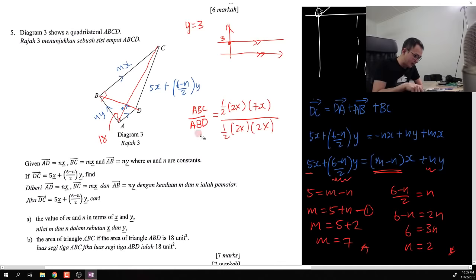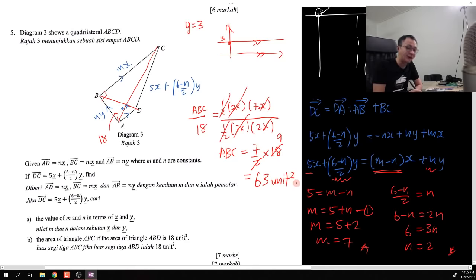We know the area of ABD, right? The area of ABD is given as 18. Trying to solve this one: same thing I cancel, same thing I cancel, so this one I cancel also. I left 7 over 2. So triangle ABC should be 7 over 2 multiplied by 18. Then I simplify this one, I got 9 times 7, so I got 63 units squared. Yeah, this one is just simplifying the equation.